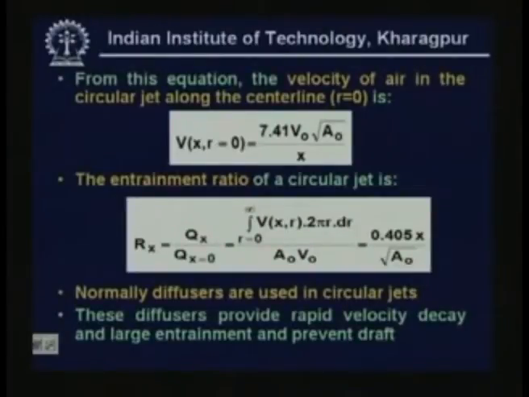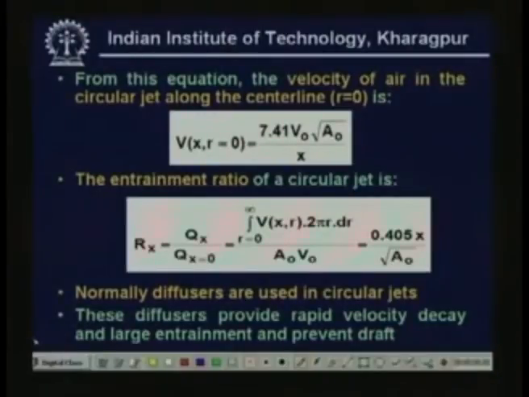And from this equation, the velocity of air in the circular jet along the center line, that means when r is 0, is given by this equation, Vx at r equal to 0. All that you have to do is put r is 0 in the equation shown before. So you get this expression: 7.41 into V naught into square root of A naught divided by x. So this equation actually can be used to obtain the blow or throw.